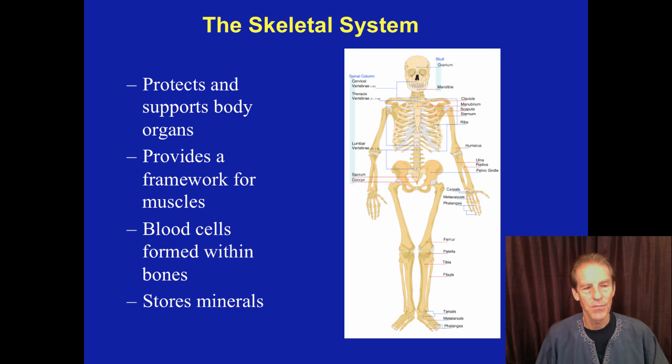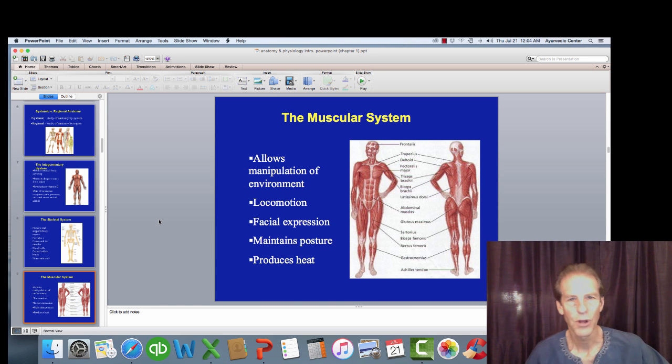The muscular system allows manipulation of the environment. It allows for locomotion and movement. It allows for facial expression and maintains posture. And the muscular system produces heat. One third of all the metabolism in the body takes place in the muscles. So right away, a person with a highly developed muscular system is going to be at a metabolic advantage over someone who doesn't exercise. So, Ayurveda sees fitness of the muscular system as an important aspect of health.